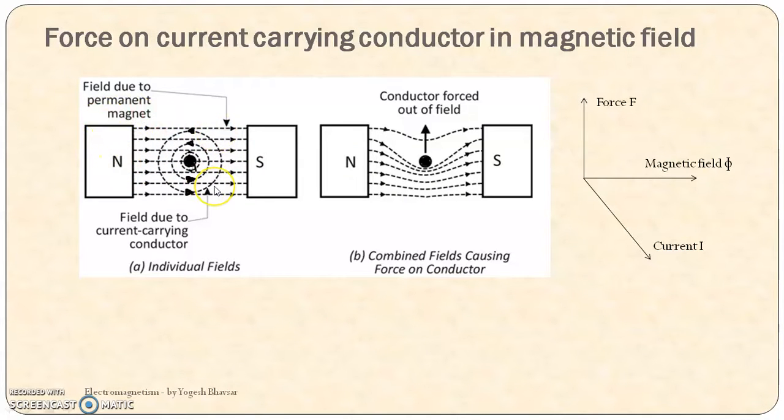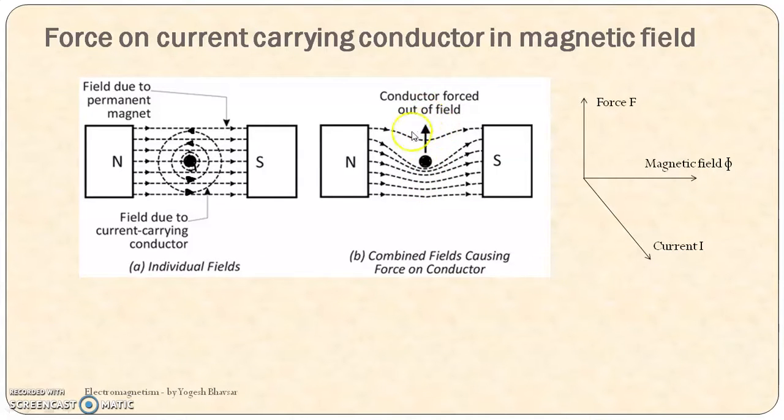Now let us see what will happen when there are two fields in the magnetic circuit, right? The combined field causes a force on the conductor. There is a magnetic field due to the permanent magnet and a magnetic field due to the current carrying conductor. On the downside of this conductor, both the magnetic fields have the same direction, and on the upside of this conductor, both the magnetic fields are exactly opposite to each other, right? So there will be a magnetizing effect on the down of this conductor and a demagnetizing effect on the up of this conductor.